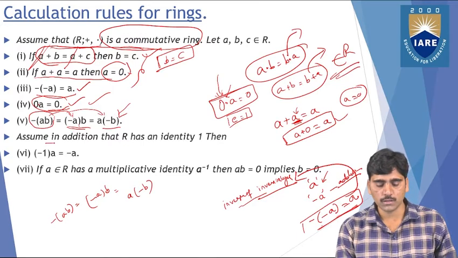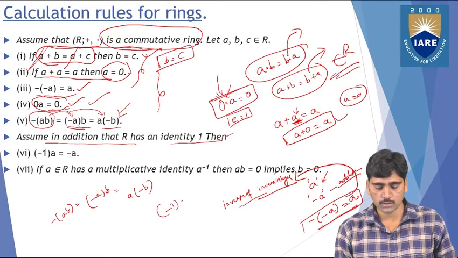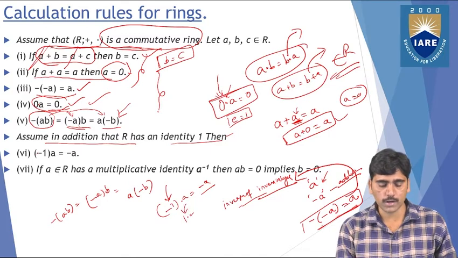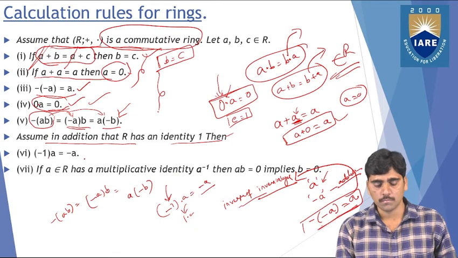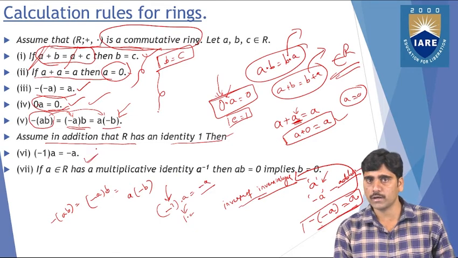And next, assume in addition that R has an identity 1. These are all what we call calculation rules. Here, with respect to addition, minus 1 dot a equals minus a. Minus 1 dot a equals minus a. So here the inverse identity, the identity is nothing but 1 dot a, and this is the inverse identity. You can say that minus 1 dot a equals minus a.